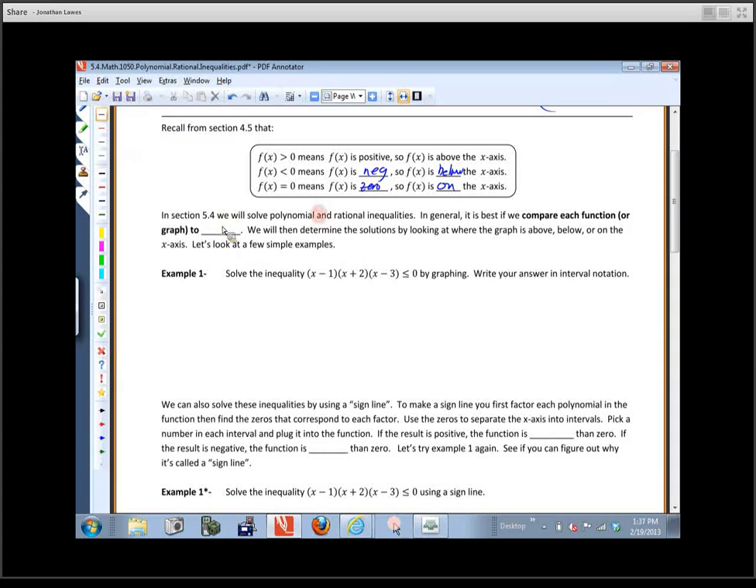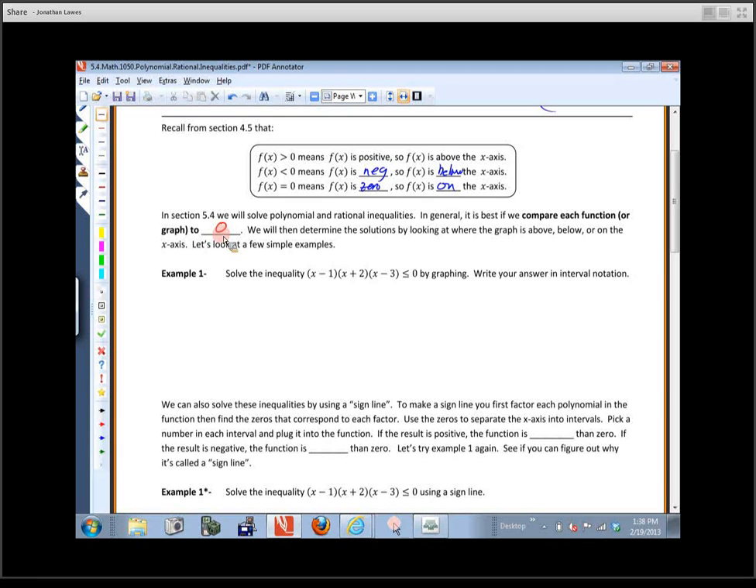So in 5.4, we're going to deal with rational and polynomial inequalities. And as usual, when we solve something that's a little bit more complicated than just a regular old linear equation, it's going to be better if we compare the equation to 0, okay?